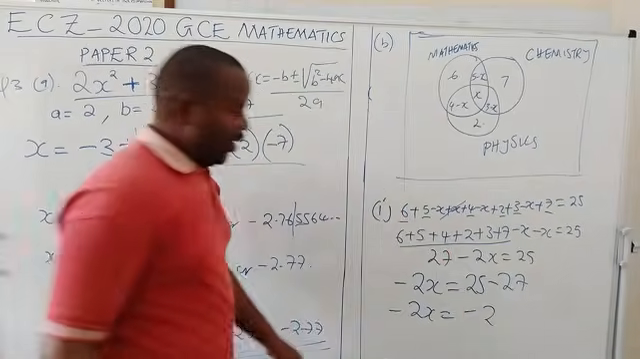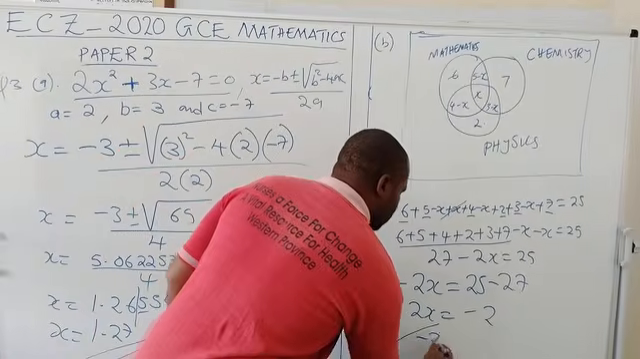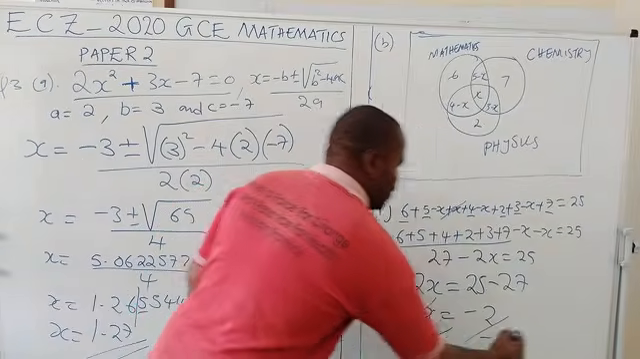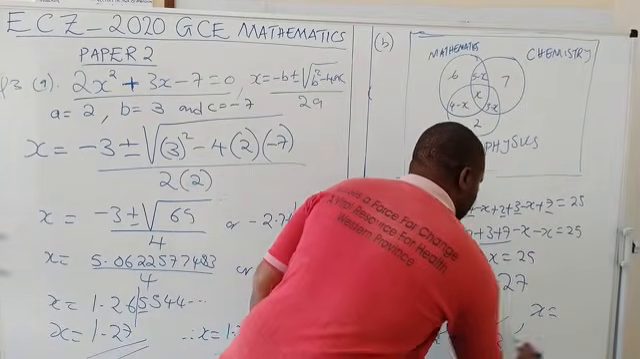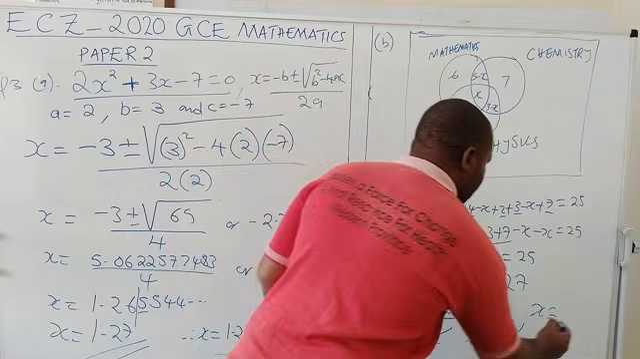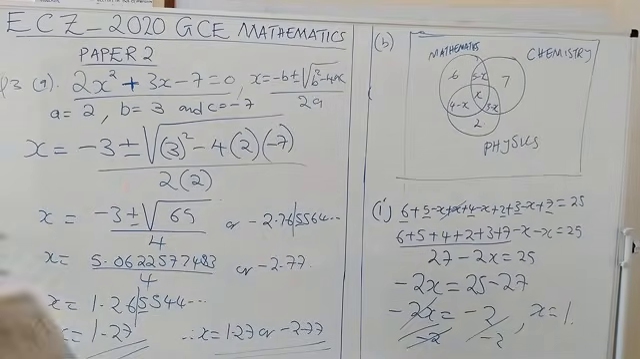But our interest is to get x. So we divide by negative 2 on both sides. So negative 2 and negative 2 will cancel. x is equal to negative 2 divided by negative 2, you get a 1. That is our answer.